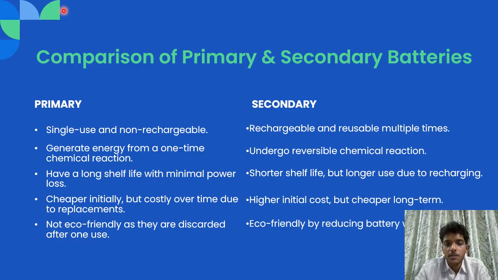Primary batteries have a cheaper initial cost but are costly over time due to replacements. They have to be discarded. Secondary batteries, on the other hand, have a higher initial cost but are cheaper in the long run. Primary batteries are not eco-friendly as they are discarded after one use, whereas secondary batteries are eco-friendly by reducing battery wastage.